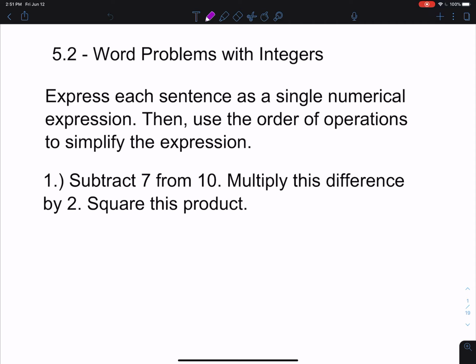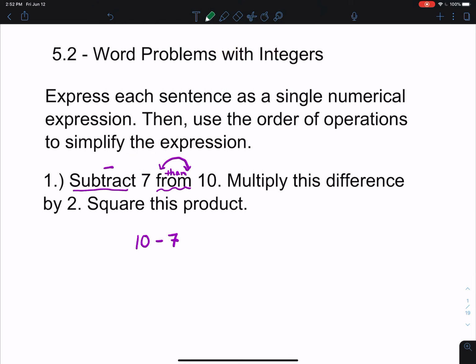So first, I'm going to look for some keywords. We have subtract, which is a keyword for subtraction. 7 from 10. Now, from is one of our turnaround words. So from and the word than both tell us to switch the order around. So we're going to start with 10 minus 7.